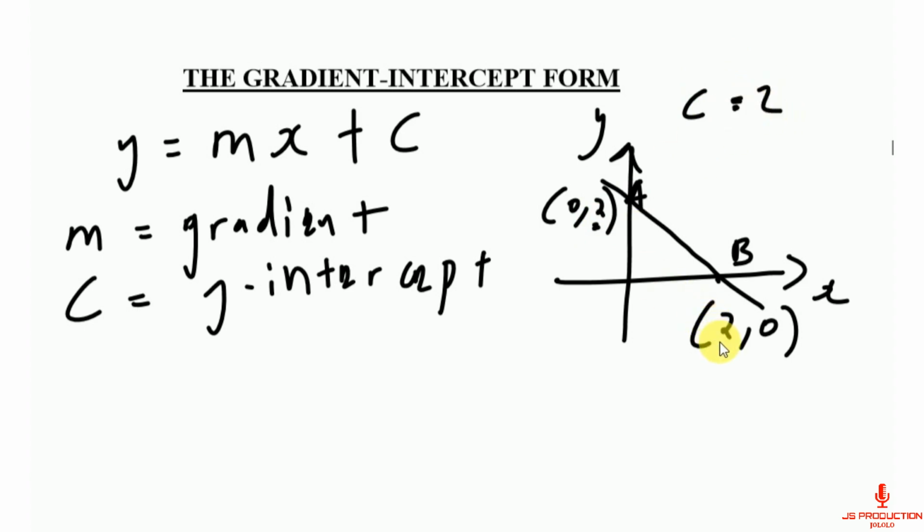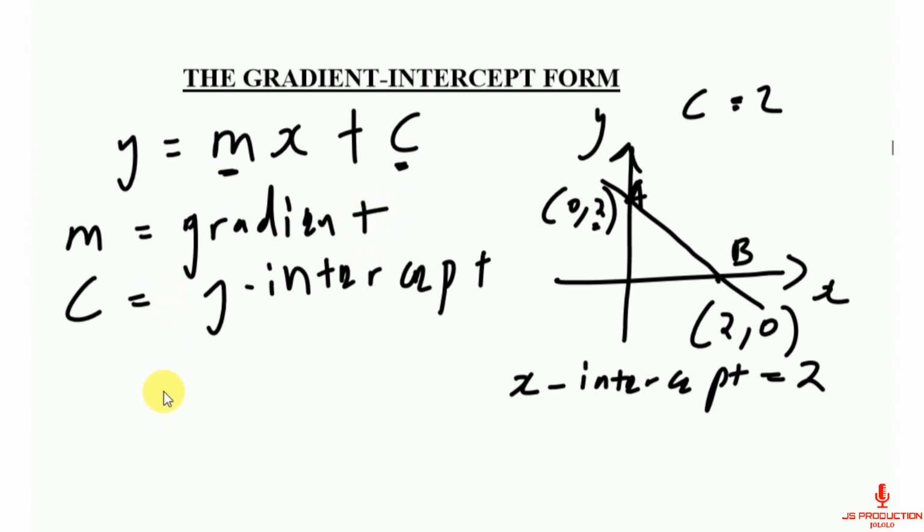Then what about your x-intercept? Your x-intercept is the x-coordinate where the line cuts the x-axis. So we can say our x-intercept is equal to 2. For the equation of the straight line, as long as you have your gradient and your y-intercept, that means your equation of the straight line will be known.